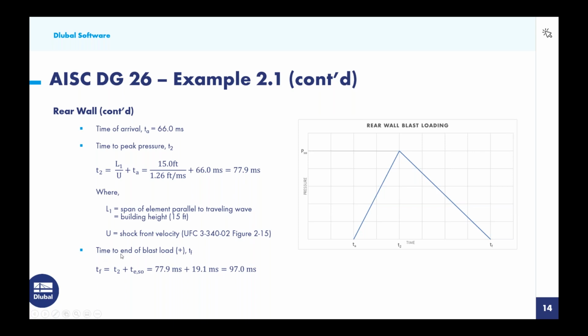Now, the time to the end of the blast, this is just going to be T sub 2. And we're going to add on that estimated time that we calculated on the last slide of 19.1 milliseconds, and we get 97 milliseconds.